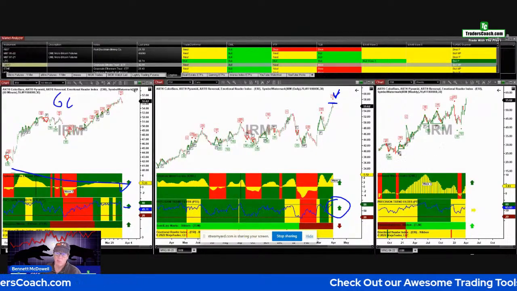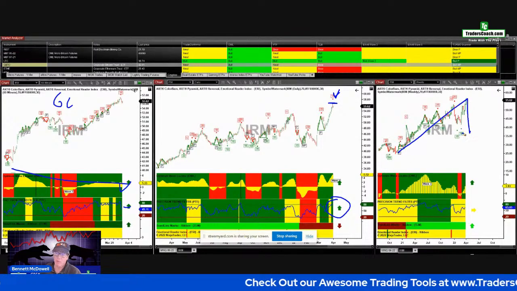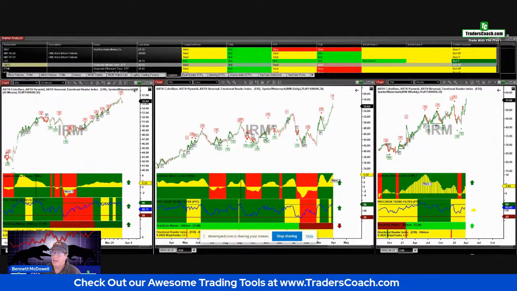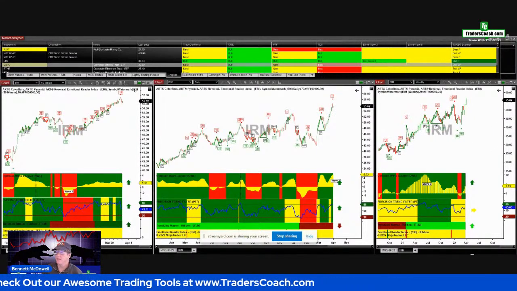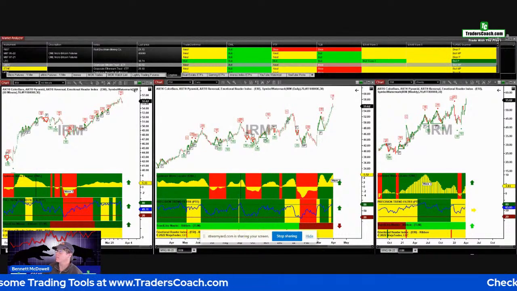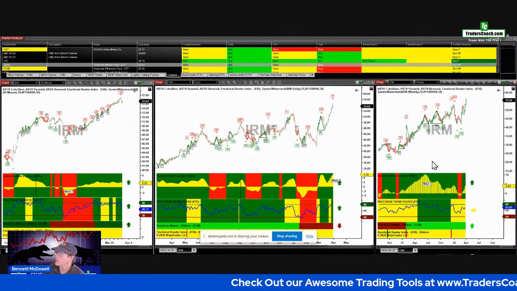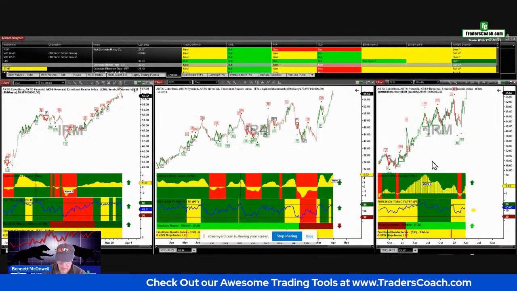Now, what probably will happen is we will correct down into the 30s at some point, and that is going to be a good opportunity to get in for a long trade. Just saying. Maybe even a short trade down into the 30s, but it's too early to do that. All right, so John, let's take a look at GLW and see how that one looks for you.